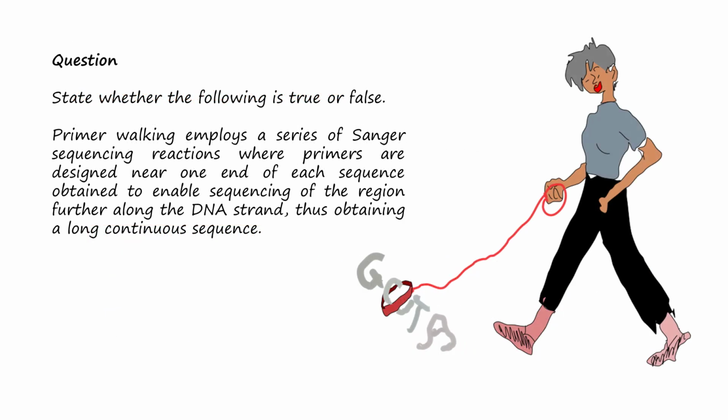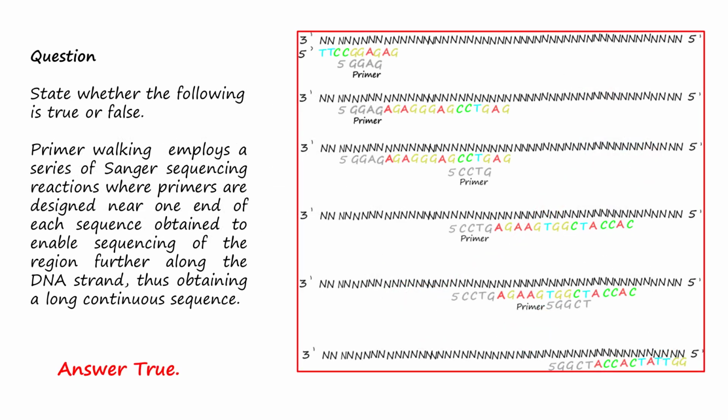Question 5. State whether the following is true or false. Primer walking employs a series of Sanger sequencing reactions where primers are designed near one end of each sequence obtained to enable sequencing of the region further along the DNA strand, thus obtaining a long continuous sequence. The answer to this question is true.